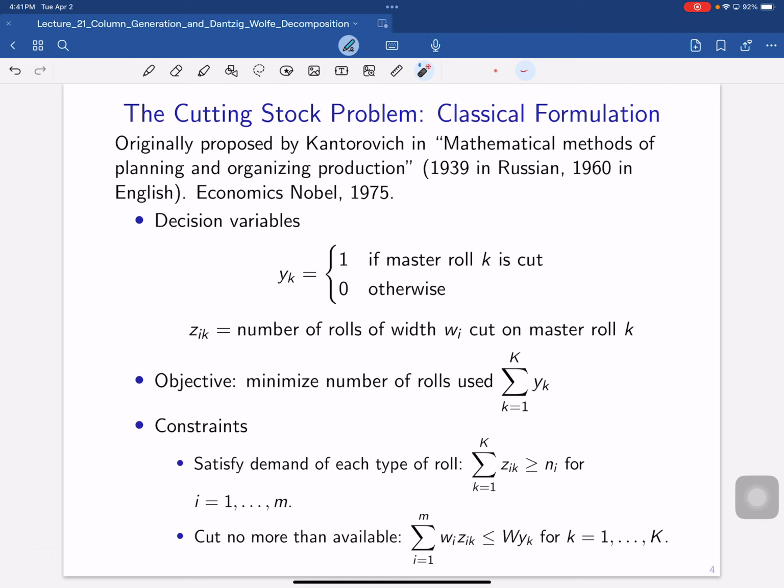And the last constraint is we cannot cut more than the available material. This is very straightforward. With length of 25, you can only cut 4. You cannot cut more. So that's why you have this constraint. You sum over w_i times z_ik. They have to be less than or equal to the total length if this master row is cut. So if the master row is not cut, then y_ik is 0. Then all the z_ik will be 0. This w is like a big M parameter here.